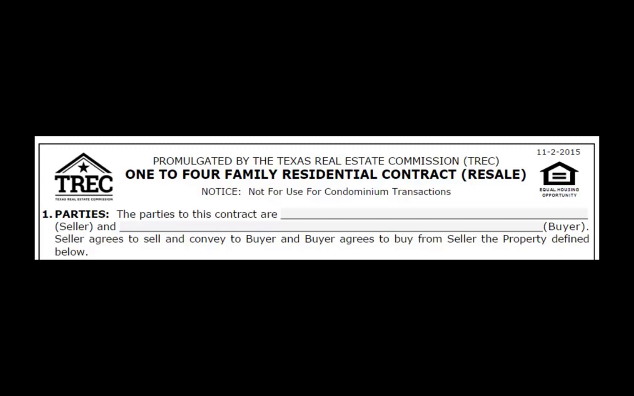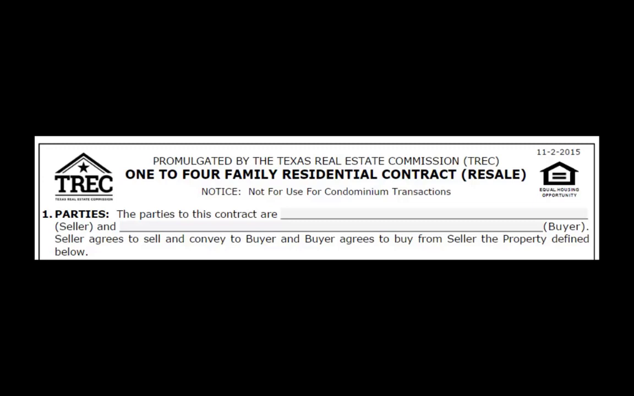So, for instance, Tarrant CAD or whatever. And then also, it would be a great idea just to call the agent and ask them what the seller's name is, and include that question in just your normal standard pre-offer phone call that you should probably be making anyway.